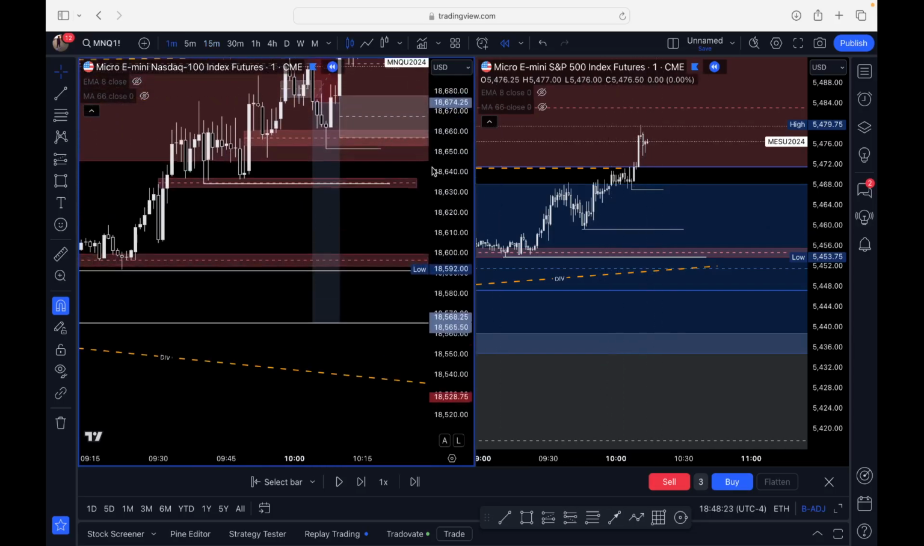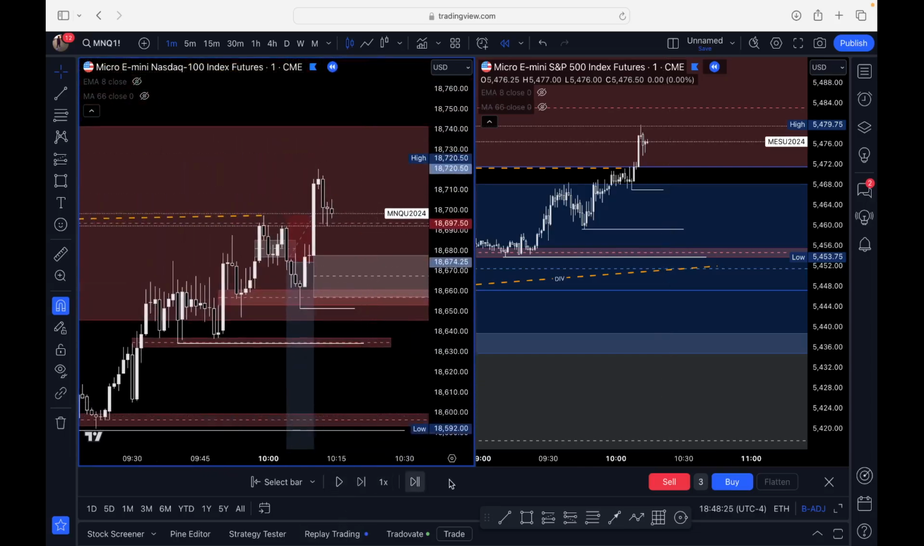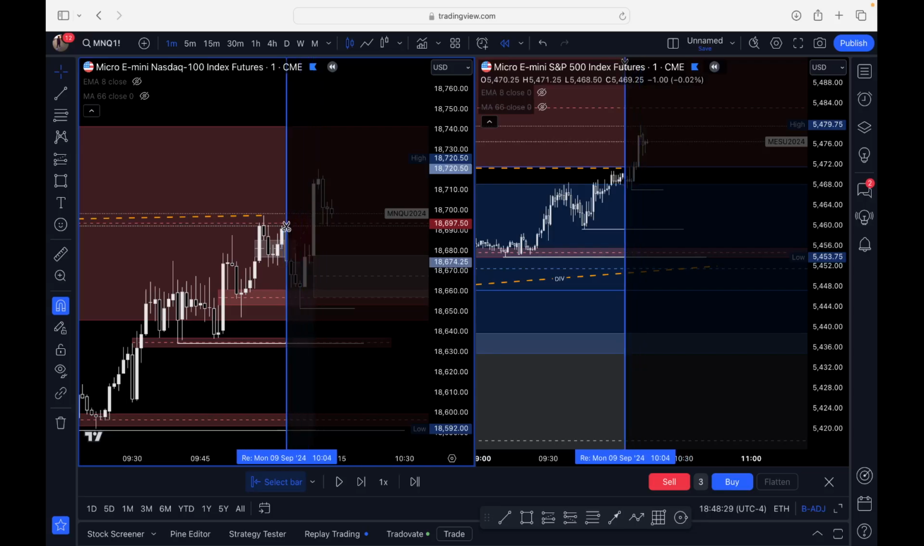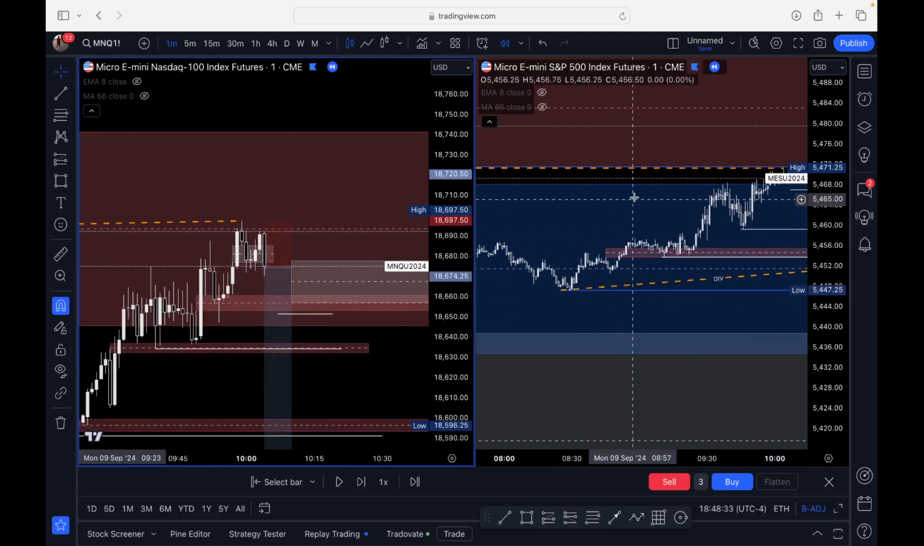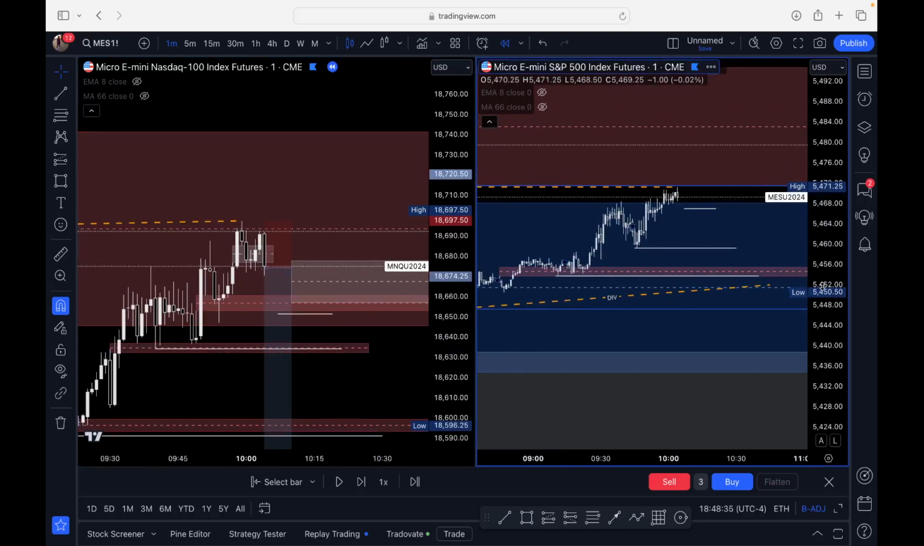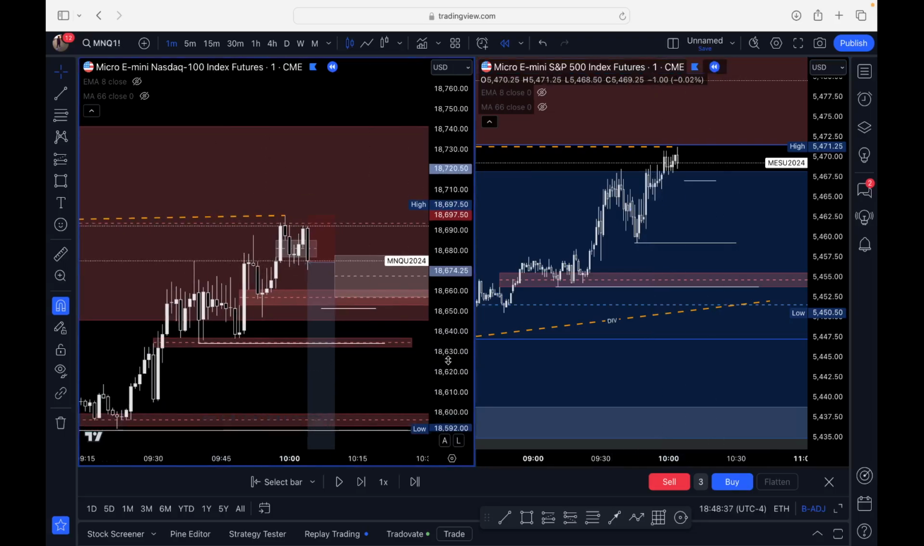I entered shorts on the 1 minute time frame. So I entered shorts here on the break of this imbalance. On the break of this imbalance here, and price.